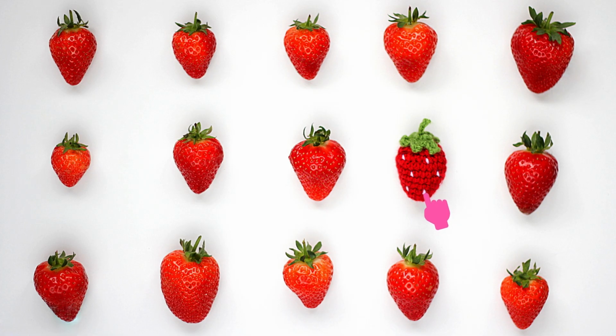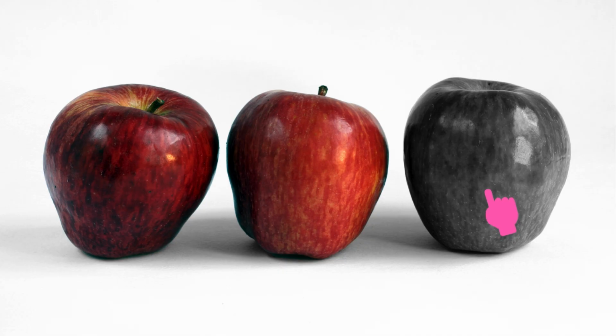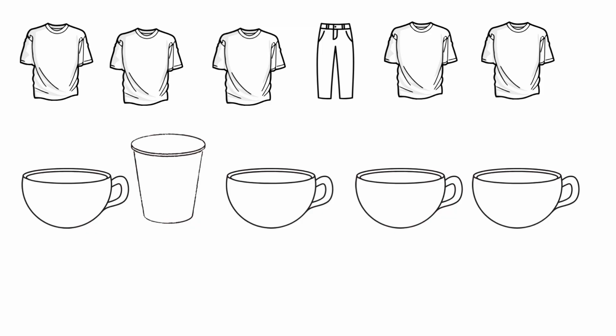Now look at the picture of strawberries. This one is the odd one out. This picture, this onion is the odd one out. Black apple is the odd one out. Now see the line of t-shirts.